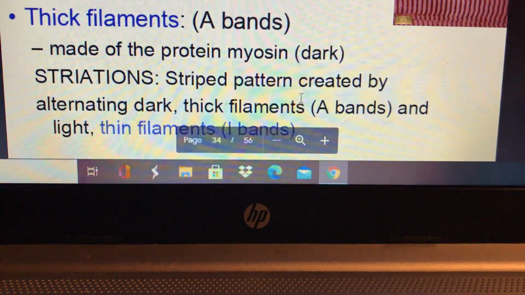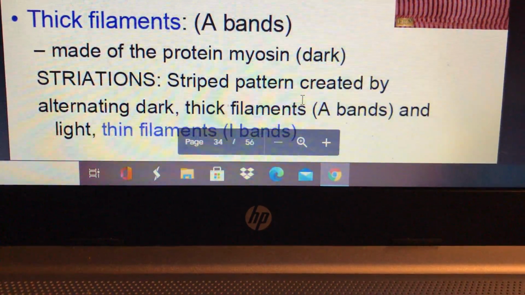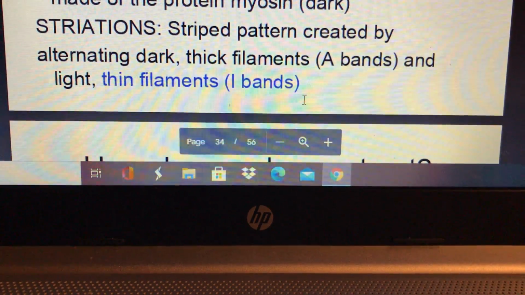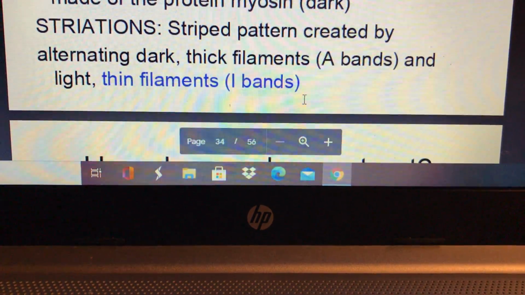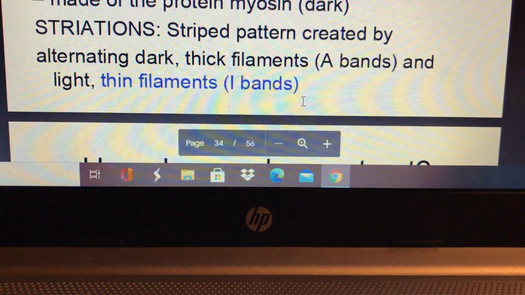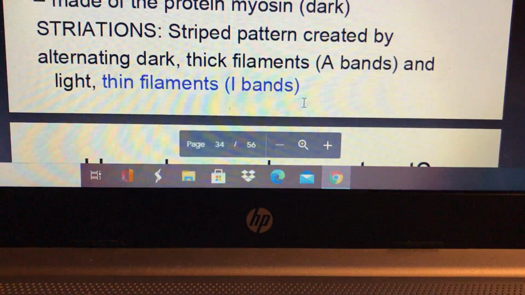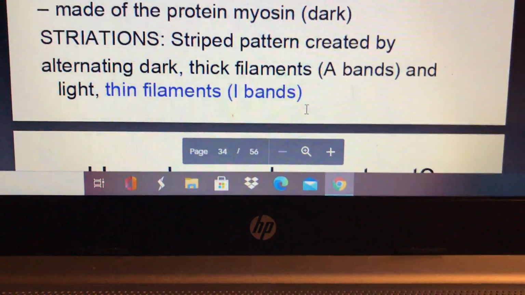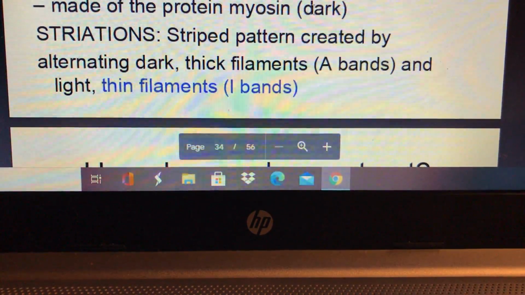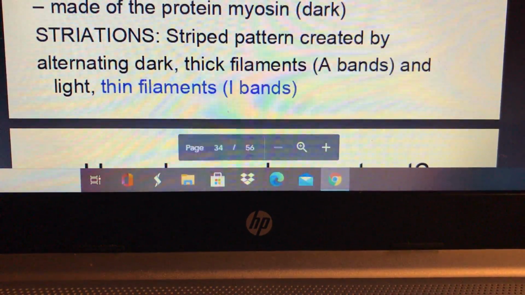The types of myofilaments are thin filaments, which are the I bands, made of the protein actin, which is light. Thick filaments are A bands, made of the protein myosin, dark. So thin filaments, I bands, protein actin, light. Thick filaments, A bands, protein myosin, dark. The way you can remember it is that myosin is a thick filament, actin is a thin filament.